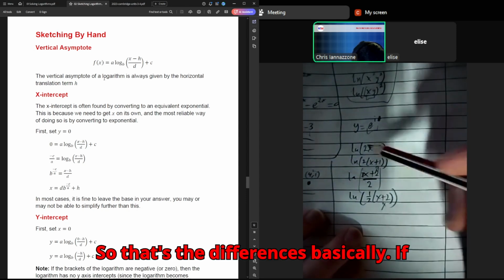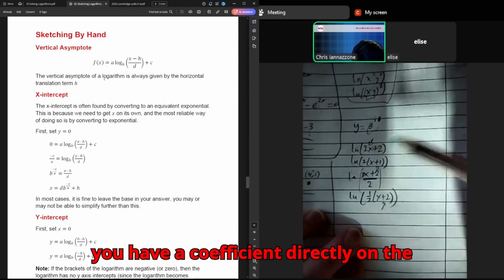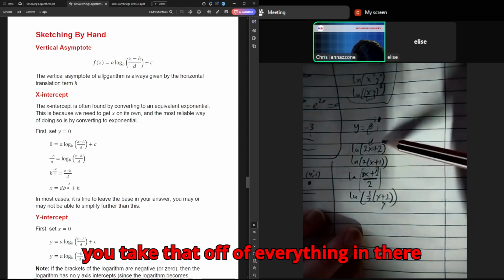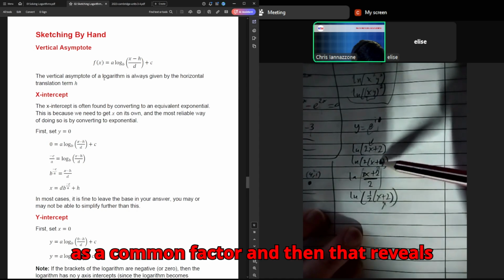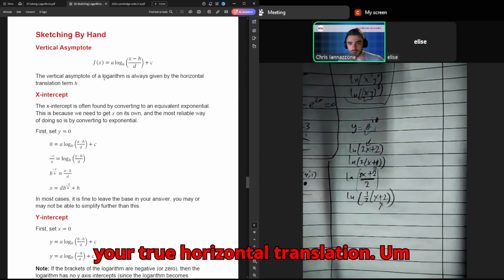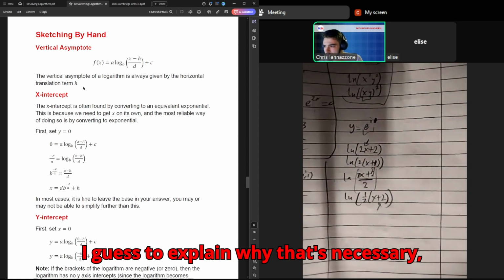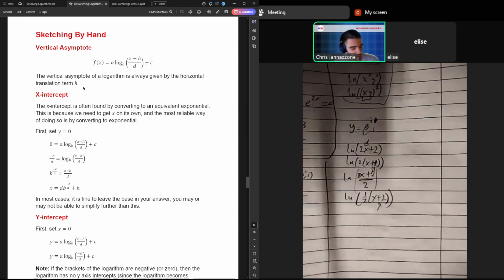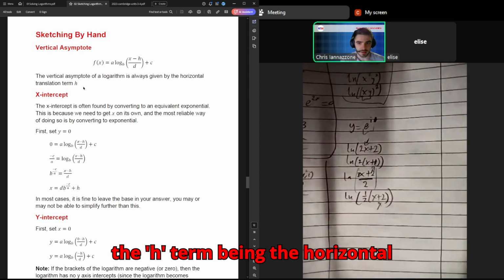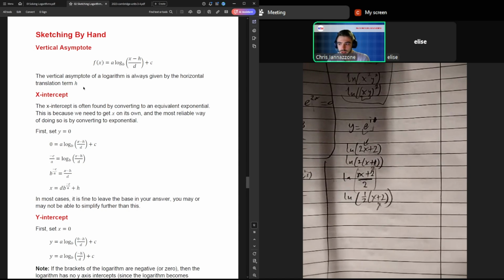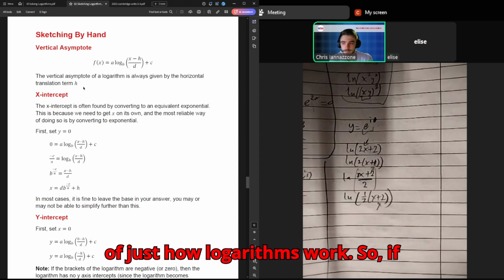So that's the differences, basically. If you have a coefficient directly on the x as a multiplication, just make sure you take that off of everything in there as a common factor, and then that reveals your true horizontal translation. I guess to explain why that's necessary, the h term being the horizontal translation is kind of just a product of just how logarithms work.